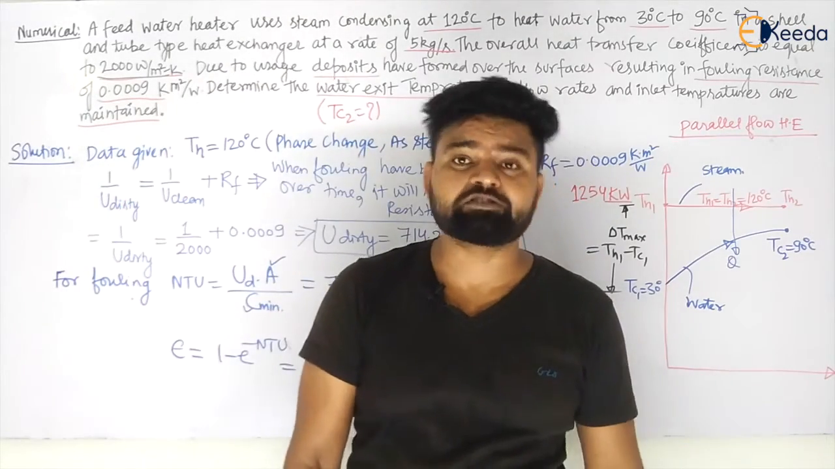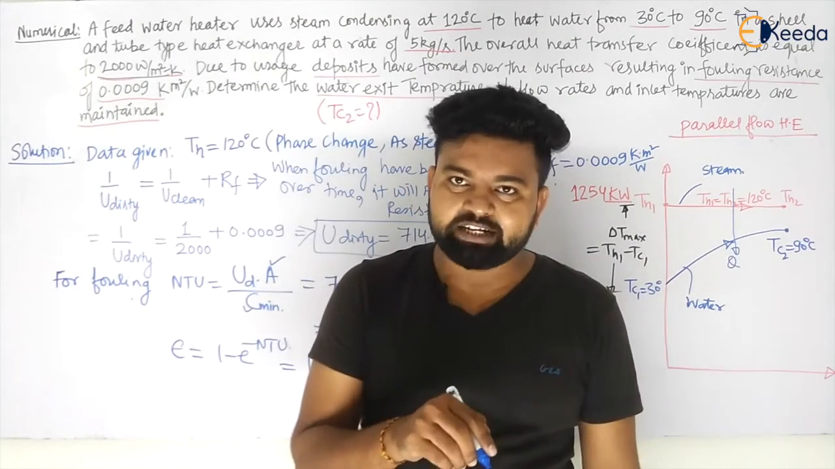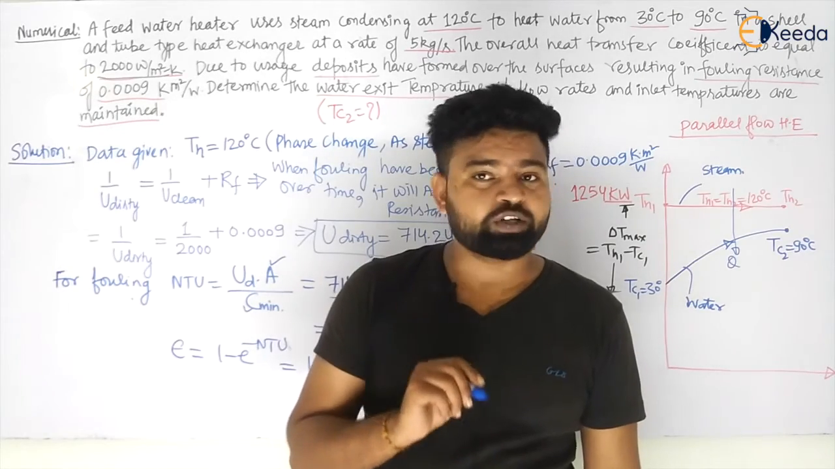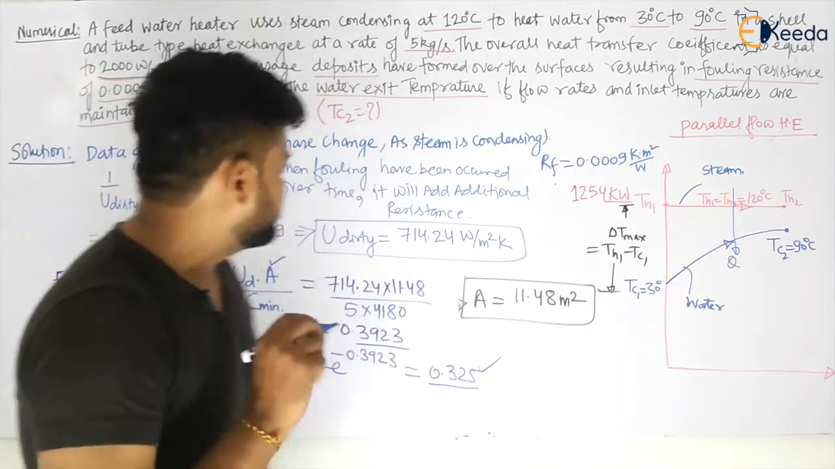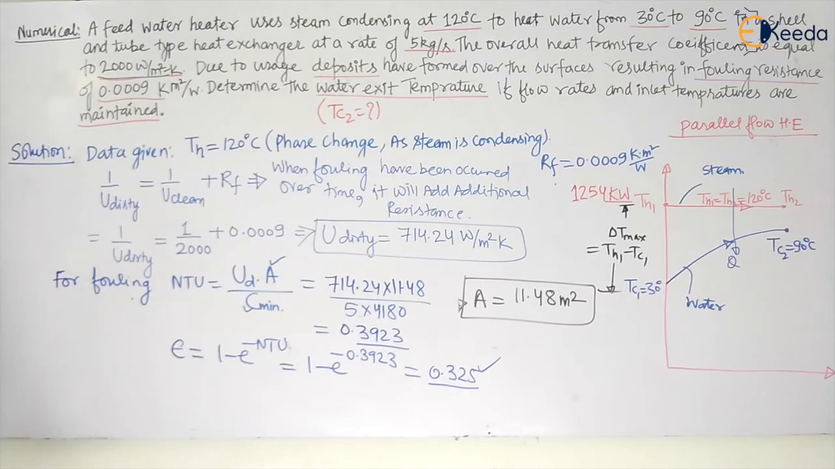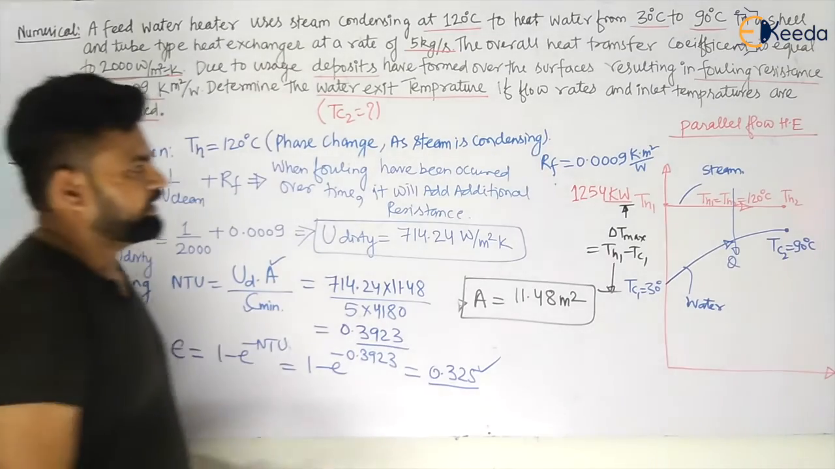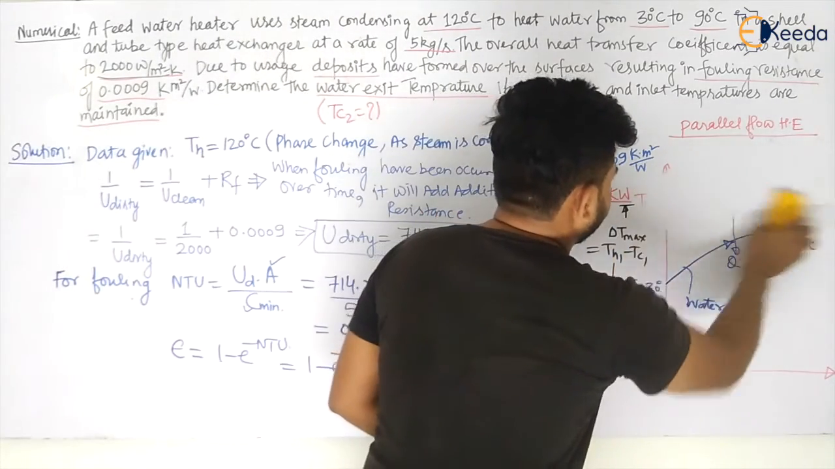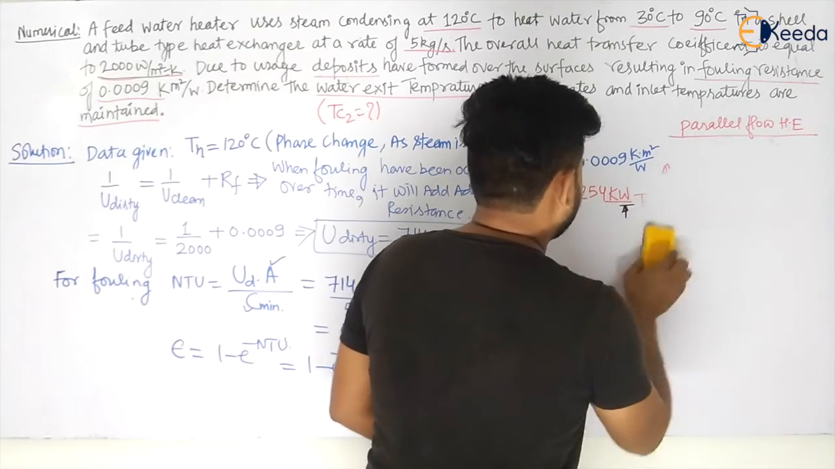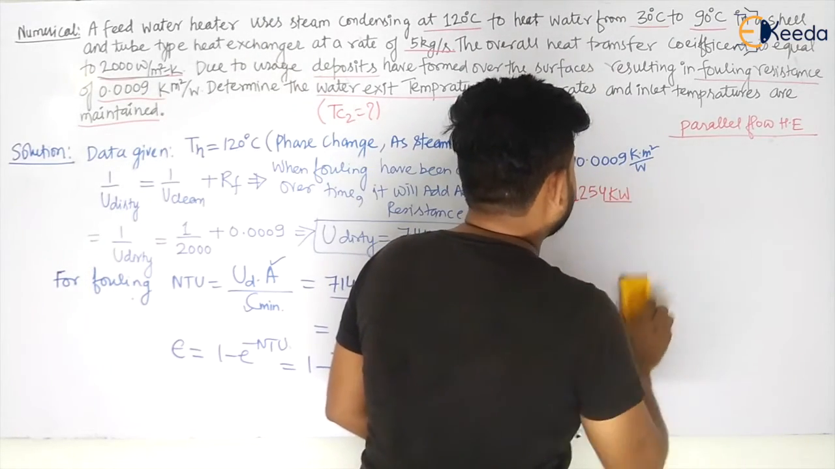Now we have the effectiveness and fouling is occurring. So can we calculate the outlet temperature of water now? Yes, we can calculate. Let us see. The outlet temperature of water you can easily calculate, and this will be given by, let us see how much. So you know the effectiveness now.